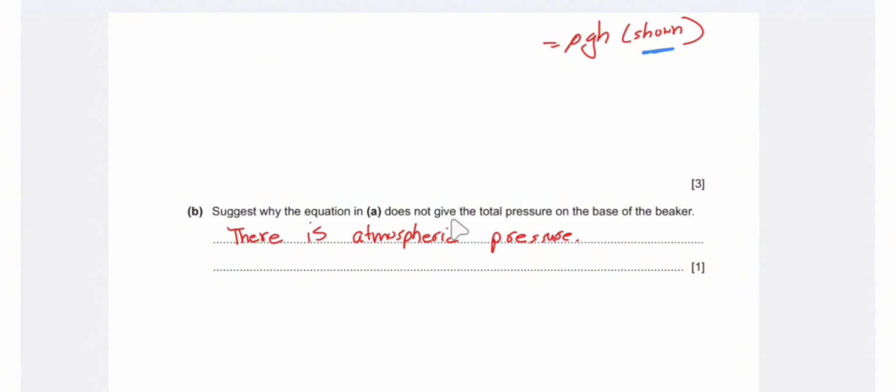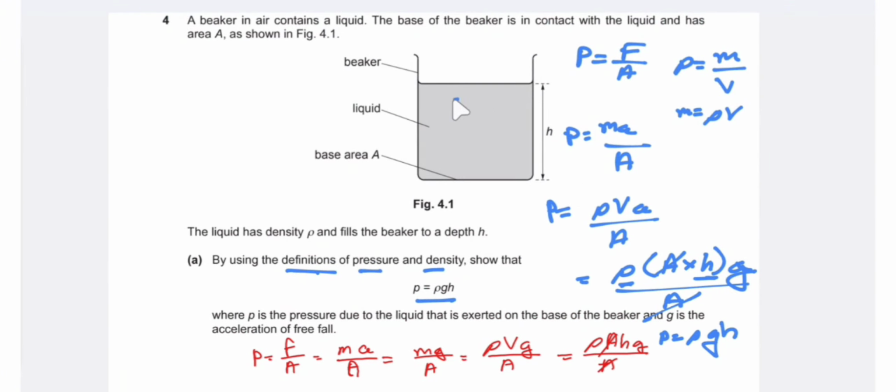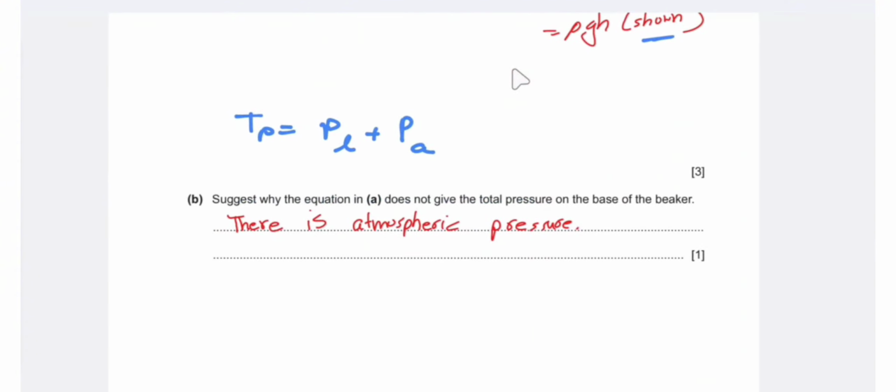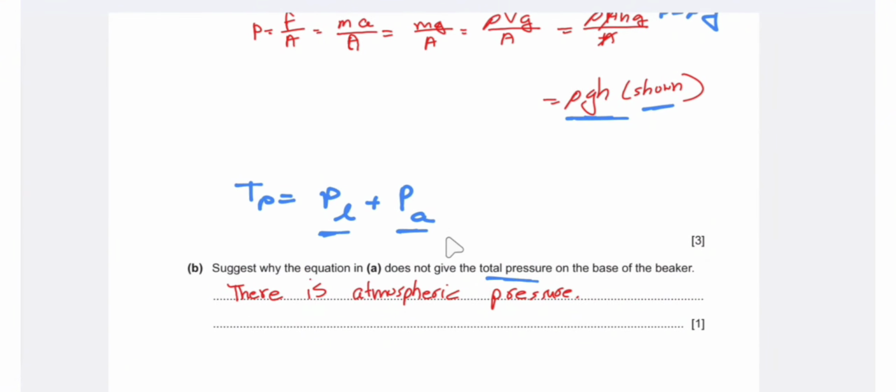Suggest why the equation does not give the total pressure on the base of the beaker. So what is the total pressure? Total pressure is equal to the pressure due to the liquid plus the pressure due to the air, or the atmospheric pressure. By using this equation, we can find the pressure due to the liquid. But since the beaker is in air, there is obviously some atmospheric pressure acting. So this is not the total pressure, because the pressure we calculated is the pressure due to the liquid column. Atmospheric pressure plus the pressure due to the liquid column is the total pressure.